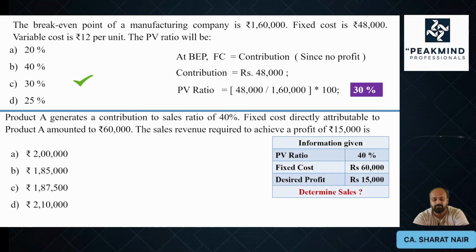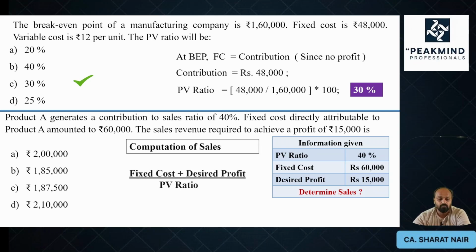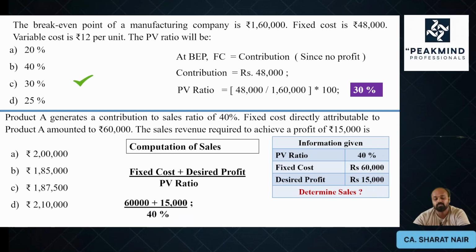Here the information given is the PV ratio of the company is 40%. Fixed cost given is rupees 60,000. Desired profit is 15,000. They are asking us to find out the sales. So we know that fixed cost plus desired profit divided by PV ratio gives me the desired sales in value. So 60,000 plus 15,000 divided by 40%. Further simplifying it, 75,000 divided by 40% will give me rupees 1,87,500 as sales figure. So which is your option number C in this MCQ.